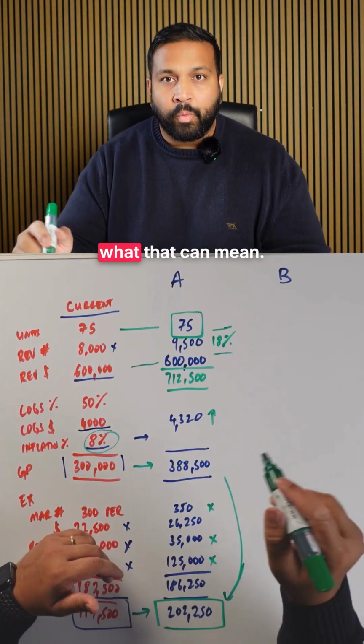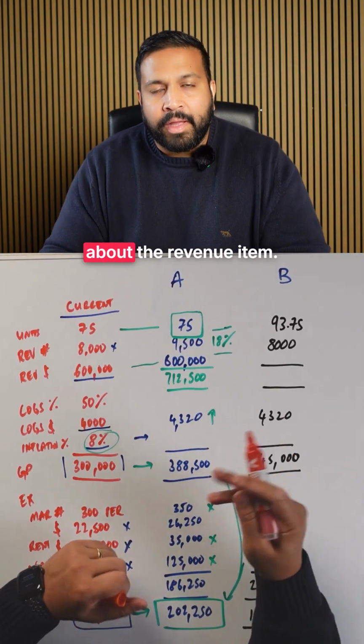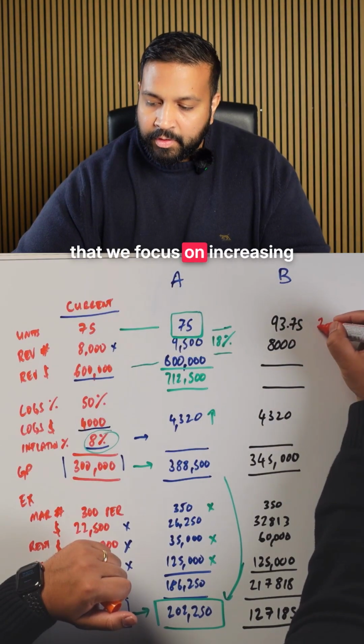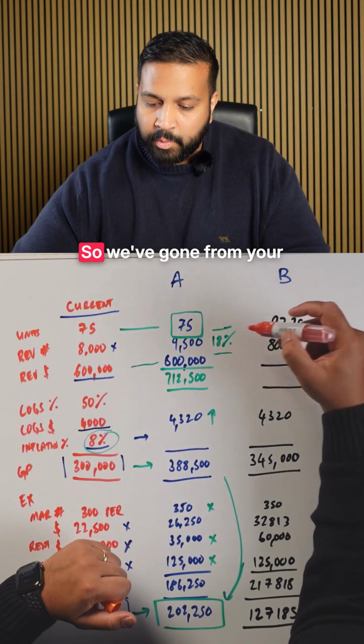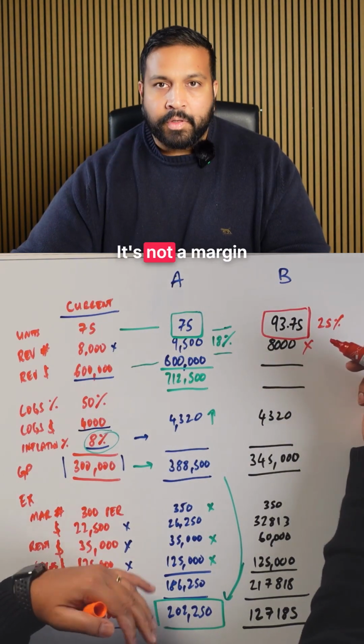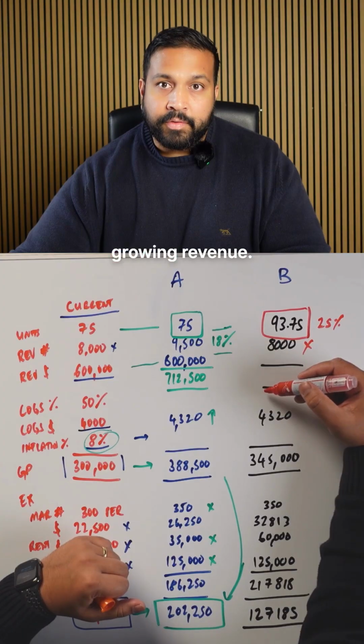Well, let's look at option B, the world where we didn't increase margin and we just wanted to increase revenue, what that can mean. So now we're going to talk about the revenue item. The other option, instead of increasing margin, is that we focus on increasing the units in our business. So we've gone from your current 75 to 93. We've kept the price the same. It's not a margin-driven game. It's an idea of growing revenue.